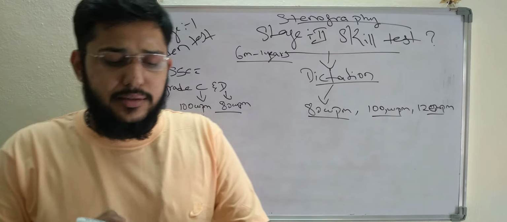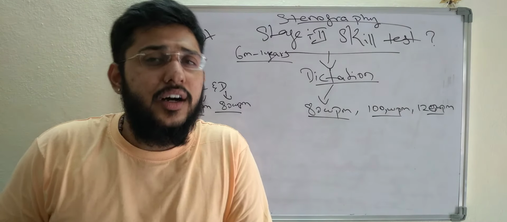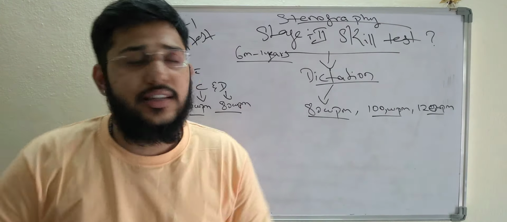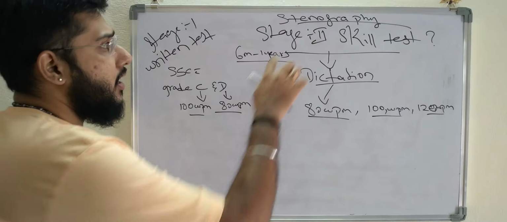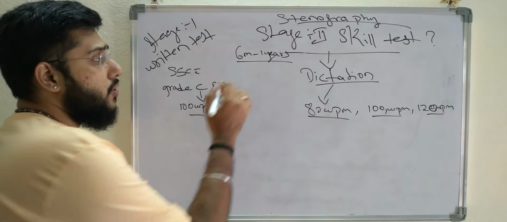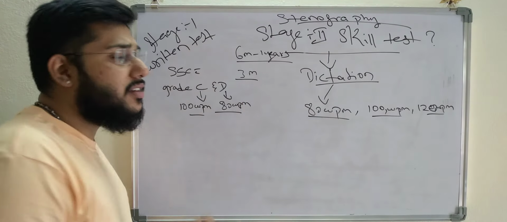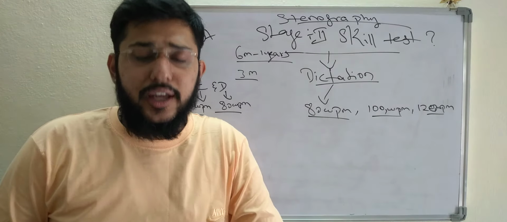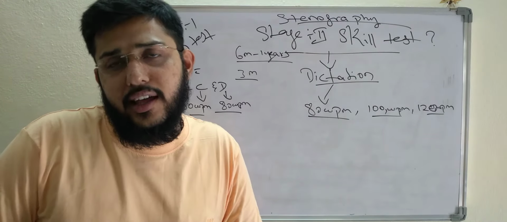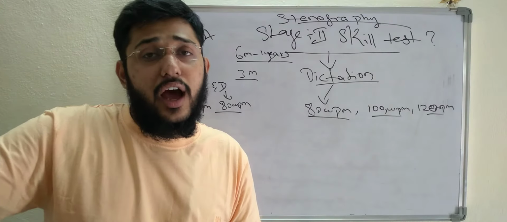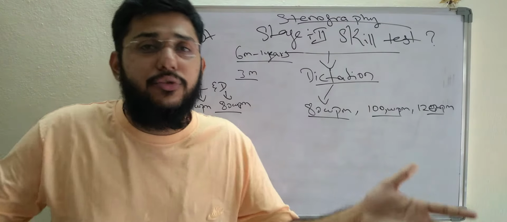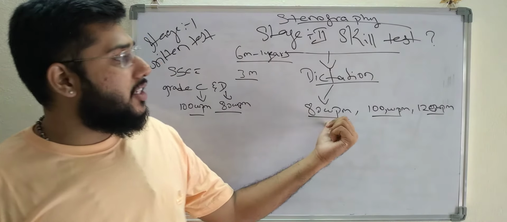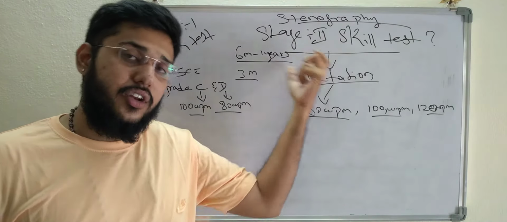Some students who have the capability and who work very hard can complete the skill test stenography course within 3 months also. I'm not saying that it takes a minimum of 6 months. It varies from student to student, so we cannot judge any student that you have to take this course for 6 months only. It depends on individuality and capability. So let us see this 80 words per minute, 100 words per minute for stenography grade C and D.